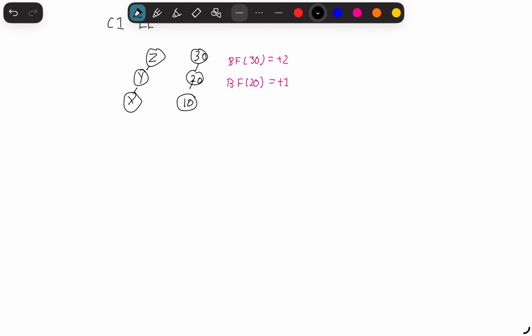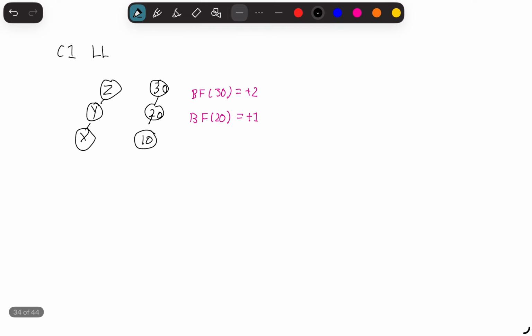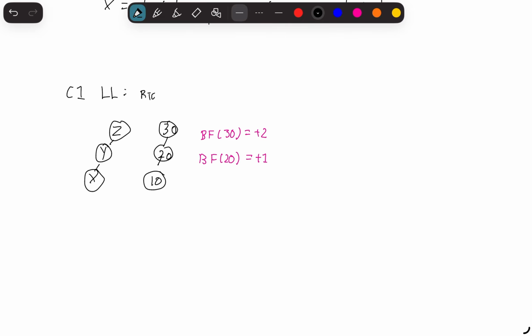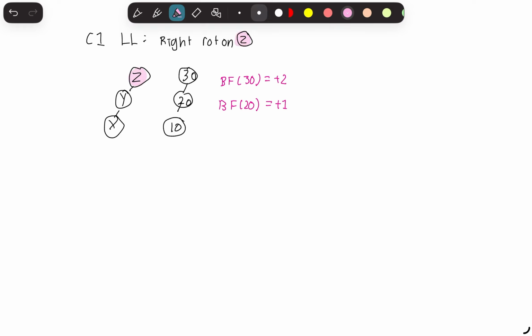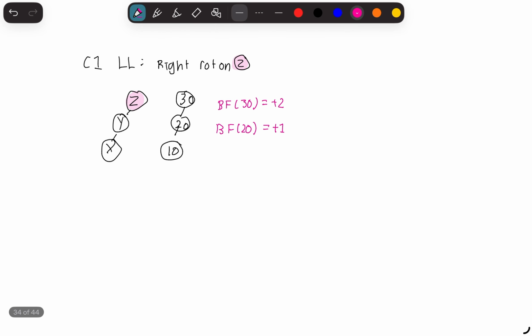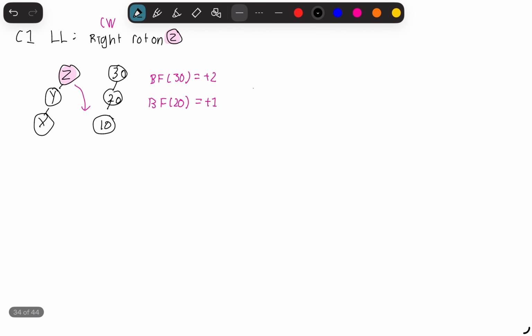So how do we fix this? Well, the way that you fix this is you have to rotate right on Z. In your left-left case, this means that you have to perform a right rotation on your Z node. As you can see here, you have Z, and that's going to be the node of your focus. So you're going to take this 30, and then you're going to rotate this right. Right would mean this way, aka you could say clockwise. After you do that, it's going to look like this. You're going to have 10, 20, and 30.